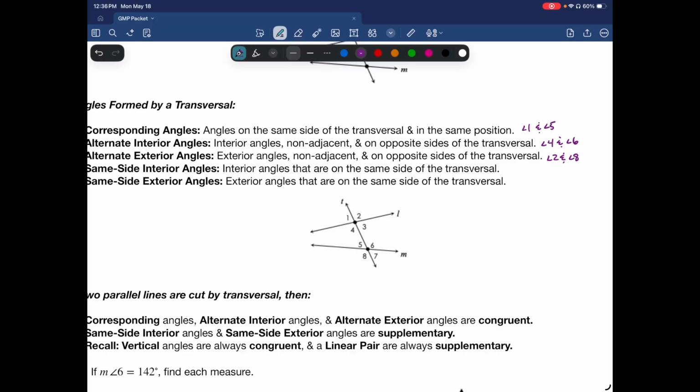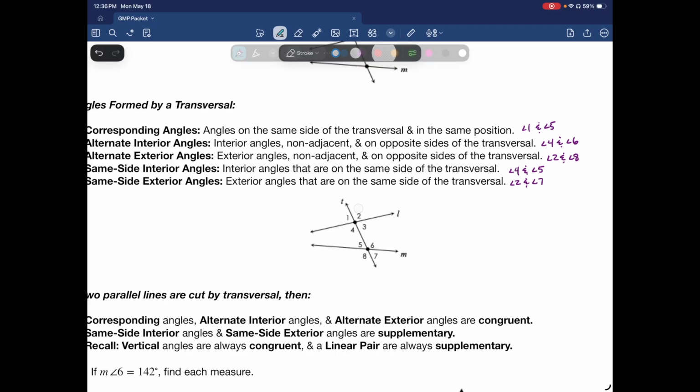All right, same side interior. 4 and 5. They're on the same side of the transversal, and they are on the inside of those two lines, L and M. So angle 4 and angle 5 are an example of same side interior. Okay, and then 2 and 7 would be an example of same side exterior. They're on the same side of the transversal, and they're on the outside of the two lines, L and M.